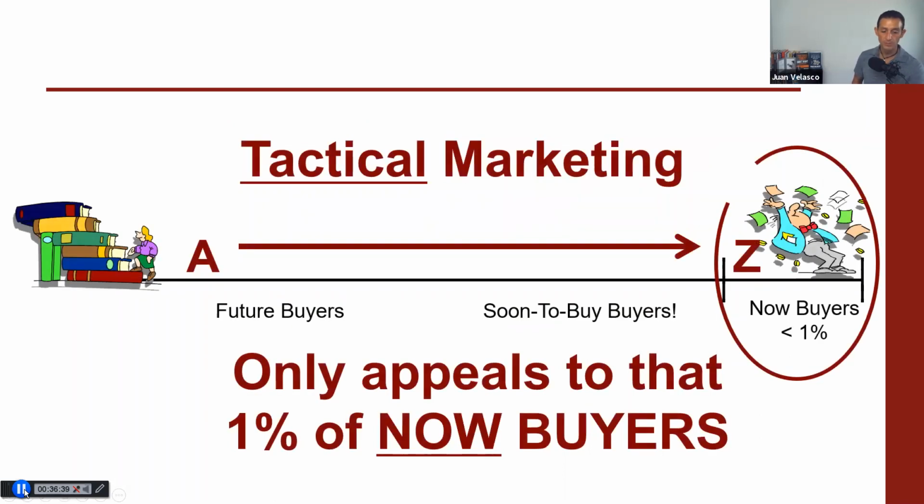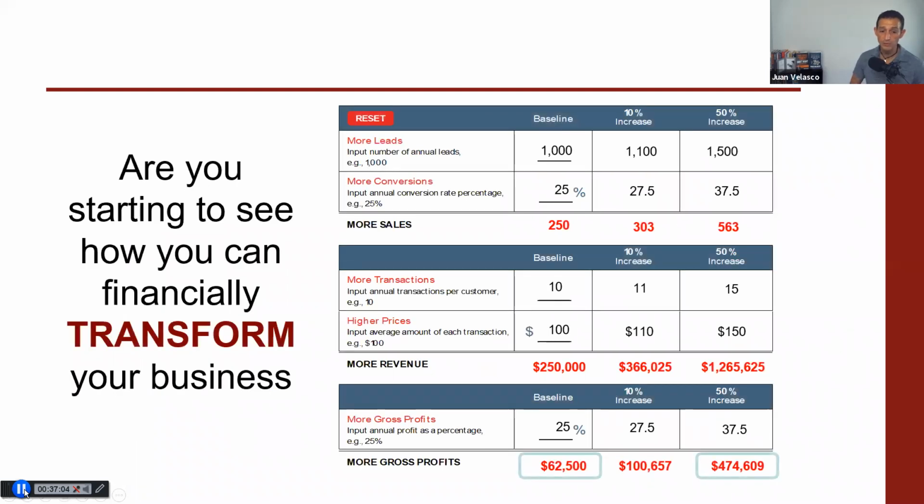So what this really is showing us is that tactical marketing, which is pretty much what's out there, only appeals to that 1% of now buyers, and we really want to be strategic about it and put these strategies in place and focus on those five key areas that I mentioned earlier to grow your business exponentially. And really, again, these are those five areas. And now you're starting to see that 10% is almost minimal. A 50% increase is almost pretty easy to get if you have these strategies in place, and you could really transform your business. Like in our example of going from 60,000 to 474,000, it's pretty dramatic.